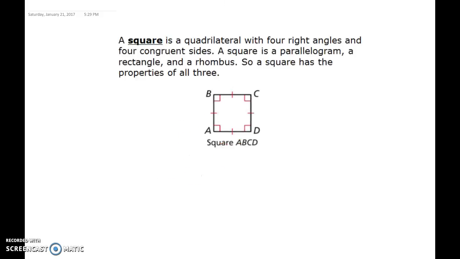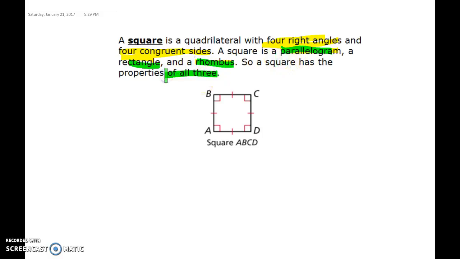All right, so it has all of these traits plus a little bit more. What makes a square so special is that its definition is that it has 4 right angles and 4 congruent sides, meaning the 4 right angles make it a rectangle, and the 4 congruent sides make it a rhombus. So a square has the properties of a parallelogram, a rectangle, and a rhombus. So a square has the properties of every single thing that we just talked about in section 4. So it has all 3.